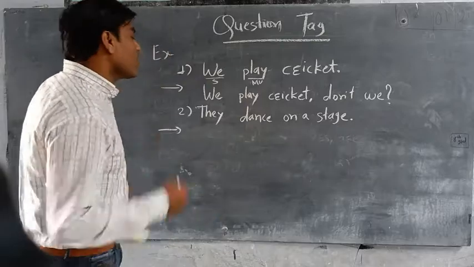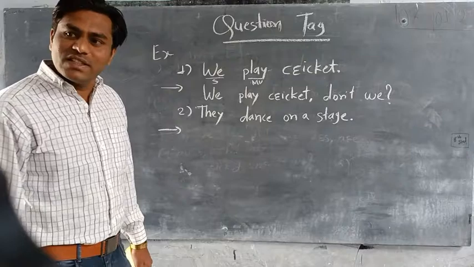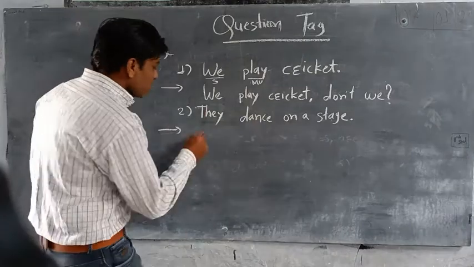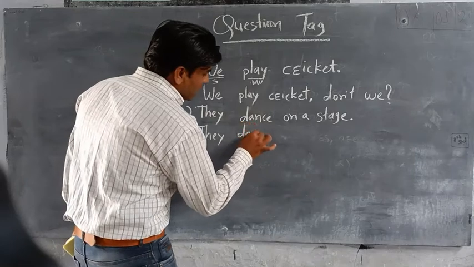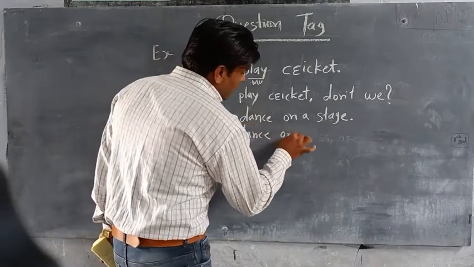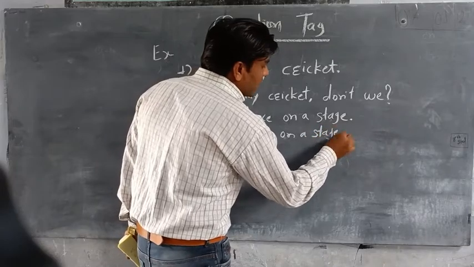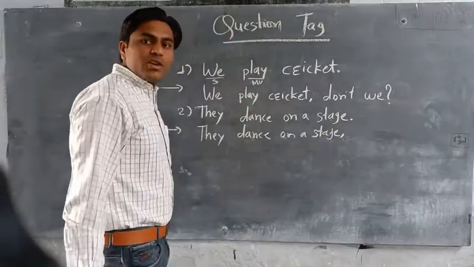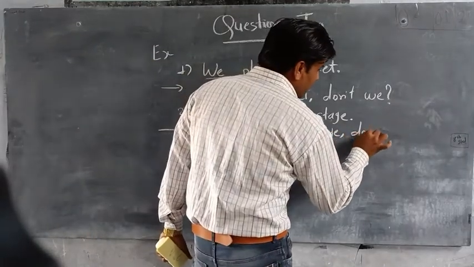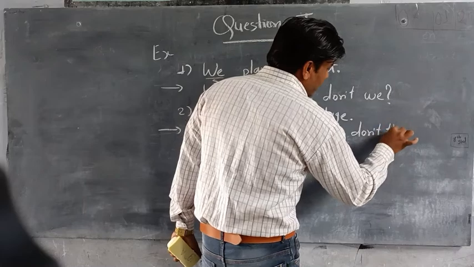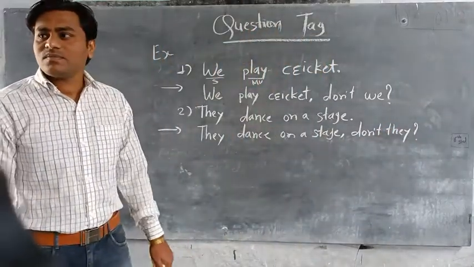Again, we'll make the question tag first, then we'll see the next sentence in negative. They dance on a stage. We have to write the sentence as it is. They dance on a stage, comma, then don't they? And then the question mark. Getting? Any problem?